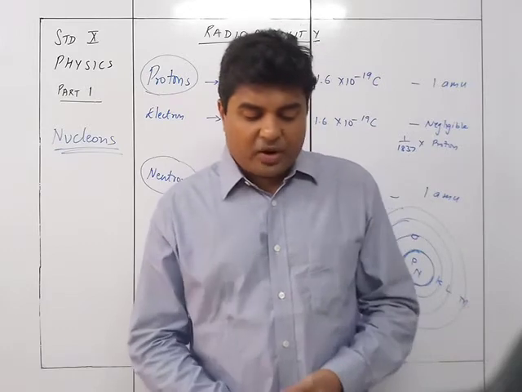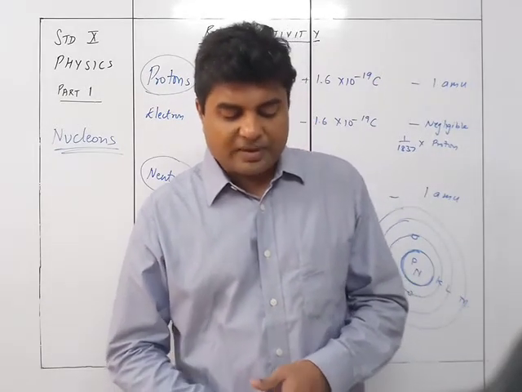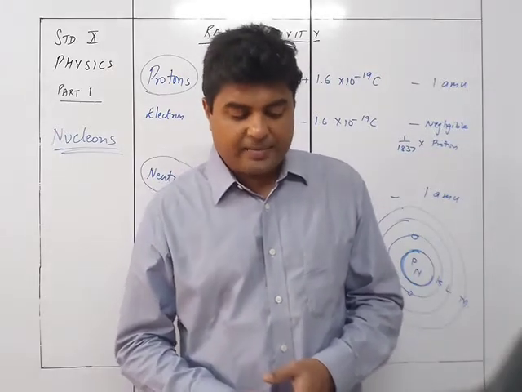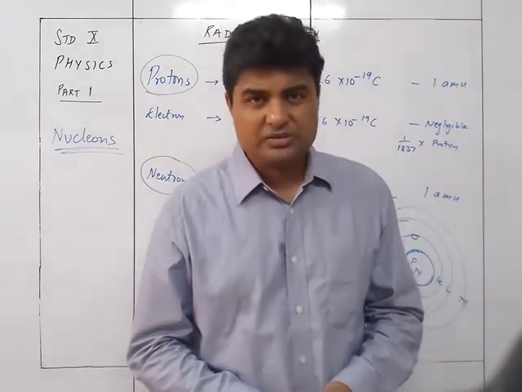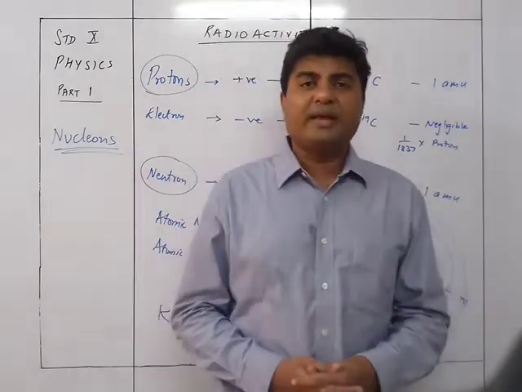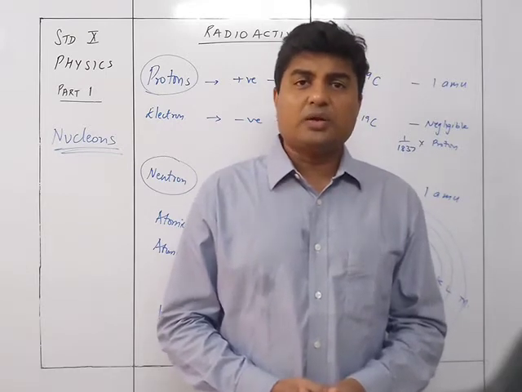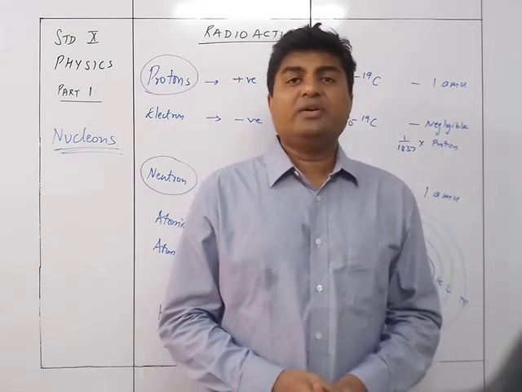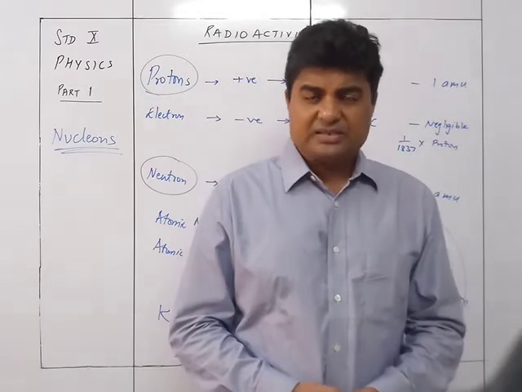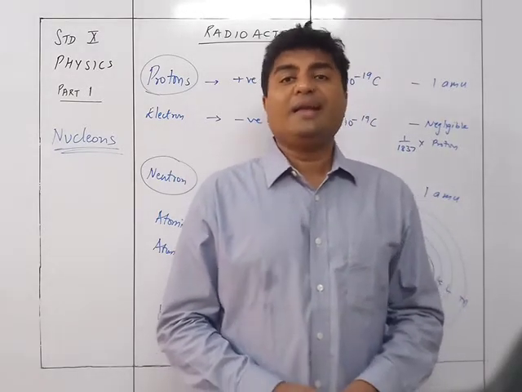Note, the mass of an electron is negligible as compared to that of the proton or neutron. Hence, the total mass of the atom can be considered to be the same as the mass of its nucleus. However many electrons there may be in an atom, the total mass of those electrons will be very less. That's the reason we consider the mass of electrons to be negligible.